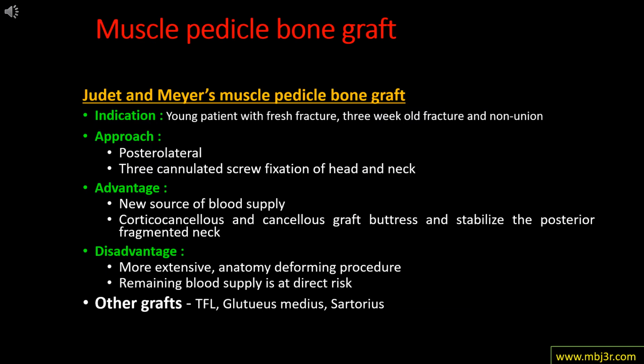Muscle pedicle bone graft, Judet and Meyer's muscle pedicle bone graft. Indications: young patient with a fresh fracture or a neglected fracture or a non-union. Approach: posterolateral approach, with three cannulated screw fixation of the head and neck. Advantages: new source of blood supply to the femoral head, corticocancellous and cancellous graft buttresses, and stabilizes the posterior fragmented neck. Disadvantage: more extensive anatomy-deforming procedure, and the remaining blood supply is sometimes at risk.